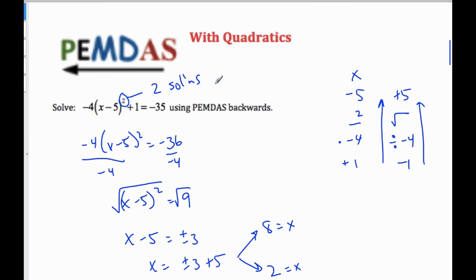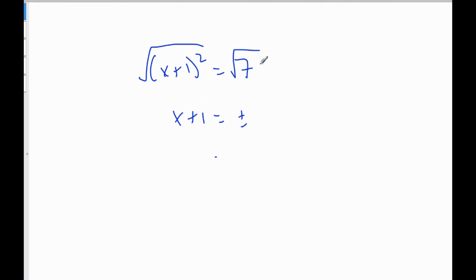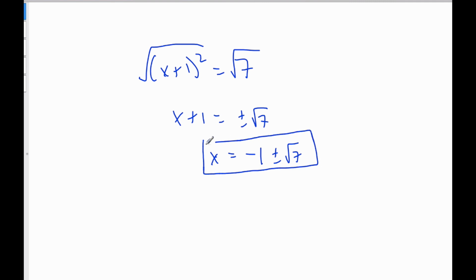The one thing I will add, let's consider this last scenario here. Let's say I ended up with x plus 1 squared equal to 7. And then I would have to square root it. And I would have x plus 1 is equal to plus or minus. Well, this is really messy. I'm just going to leave it exact. Square root of 7. And then I subtract the 1. x is equal to -1 plus or minus the square root of 7. And these here are the two values.